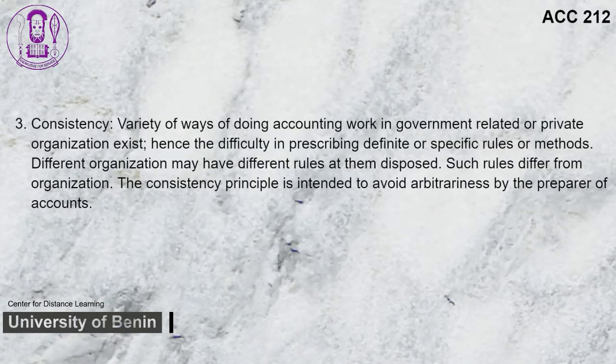3. Consistency. A variety of ways of doing accounting work in government-related or private organizations exist, hence the difficulty in prescribing definite or specific rules or methods. Different organizations may have different rules at their disposal. Such rules differ from organization to organization. The consistency principle is intended to avoid arbitrariness by the preparer of accounts.